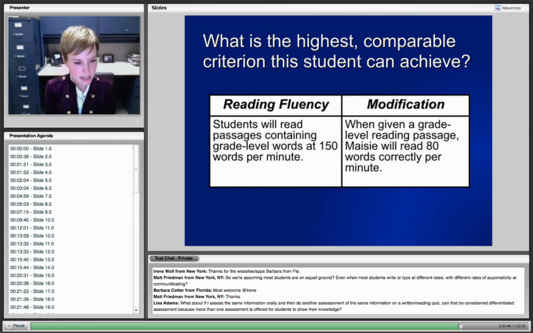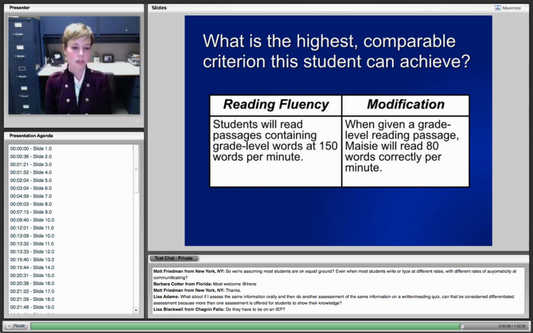What about if I assess, Lisa asks, what if I assess the same information orally and then do another assessment of the same information in a written test? Can that be considered differentiated assessment because more than one assessment is offered for students to show their knowledge? You could offer two different modes to assess that information, and that would be differentiated. As long as you're not measuring writing skills, that would provide access for those students who are better at showing that knowledge orally than in writing.